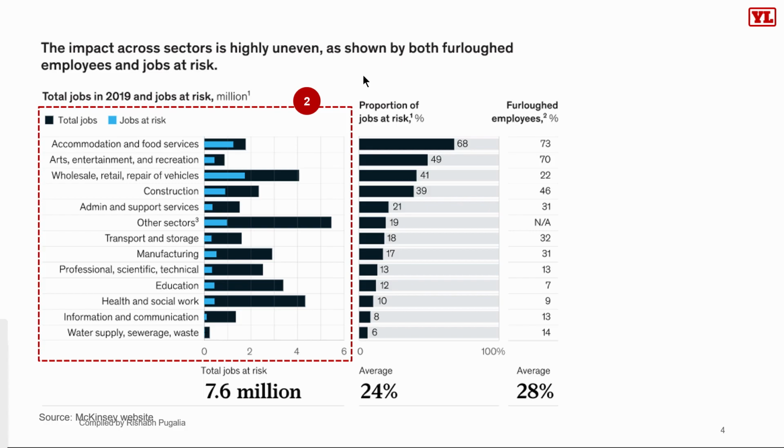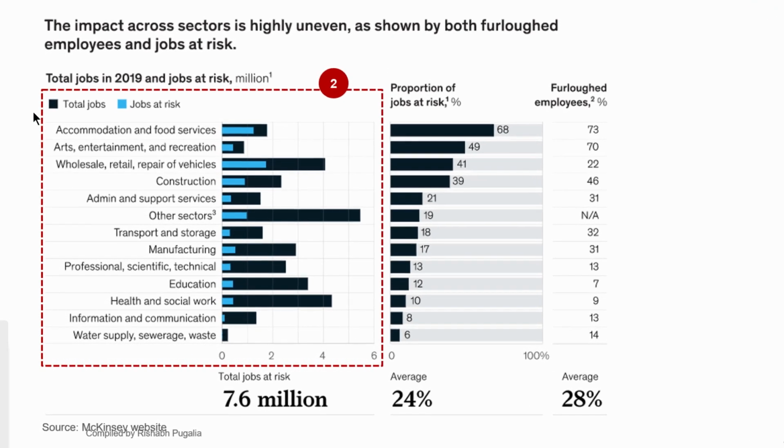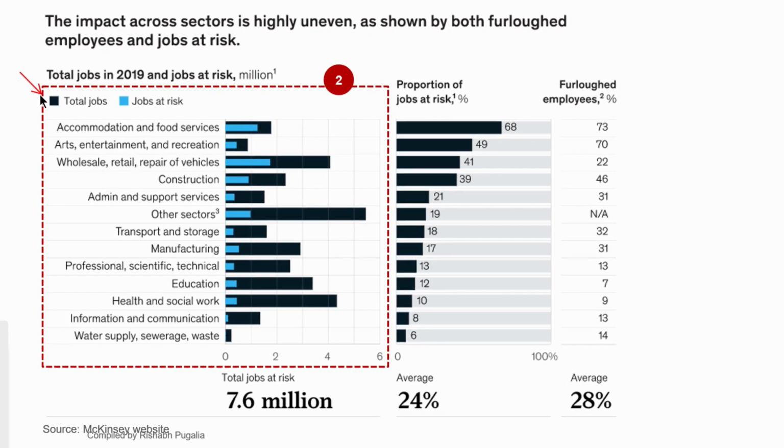So before we start making this chart, let's understand the context. Here the context talks about total jobs, which is marked by the dark blue color or navy blue, and the light blue indicates jobs at risk. So this chart effectively tells me which sectors see the jobs at highest risk. So I can clearly see accommodation and food services is one sector where the jobs are at highest risk.